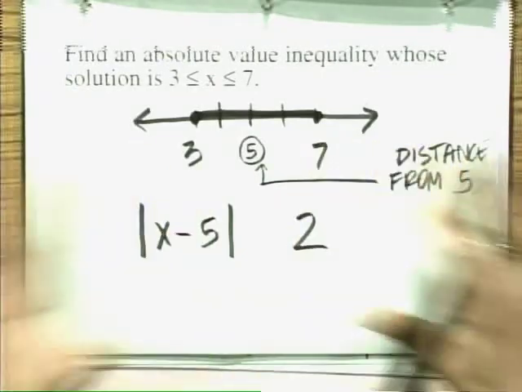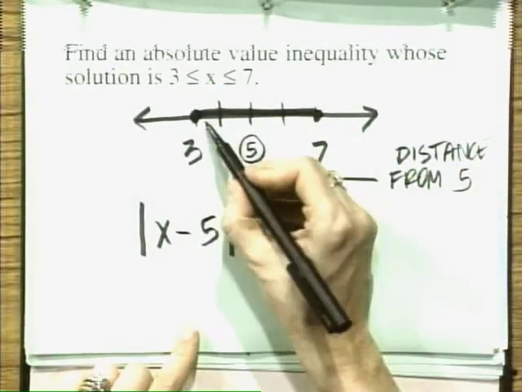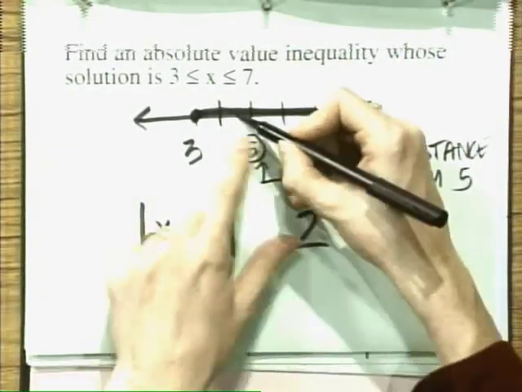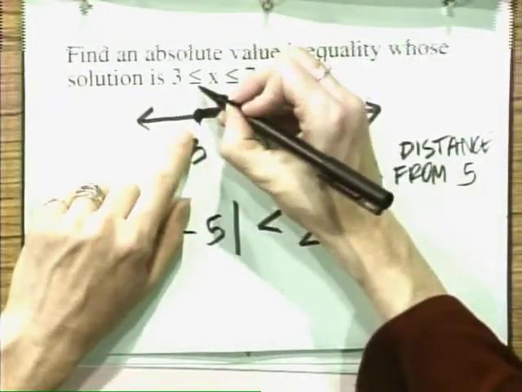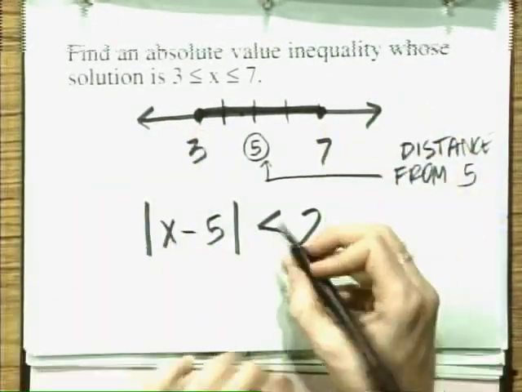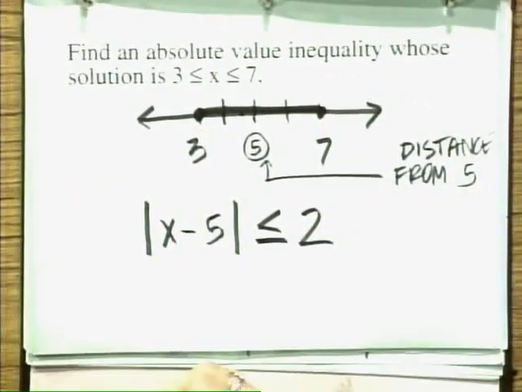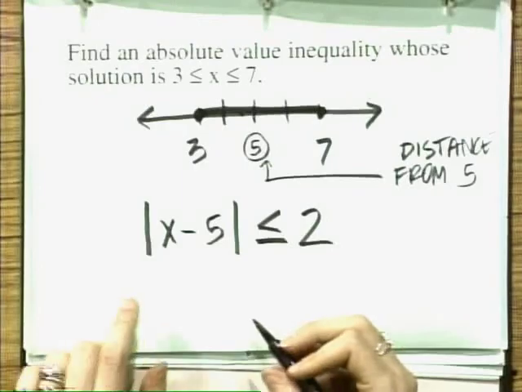Now, is it less than 2 or is it more than 2? This point here, is that less than 2 away from 5? Sure is. Is this less than 2 away? Yes, it is. It's less than, and not only that, it's less than or equal to because it also includes these points. Okay, so again, a review. If you have those key numbers in your solution, when you create an absolute value expression, the number in the absolute value that you're subtracting from x is the middle of those two key numbers.